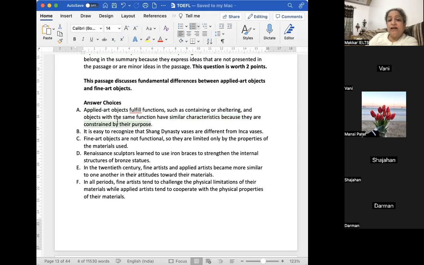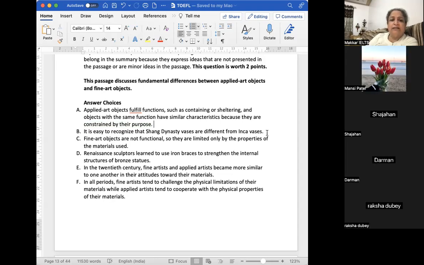B, you have to translate the passage nicely, otherwise you will not understand properly. It is easy to recognize that Shang dynasty vases are different from Inca vases. Fine arts objects are not functional, so they are limited only by the properties of material used. So fine art objects here are given as not functional, therefore they are limited only by the properties of the materials.